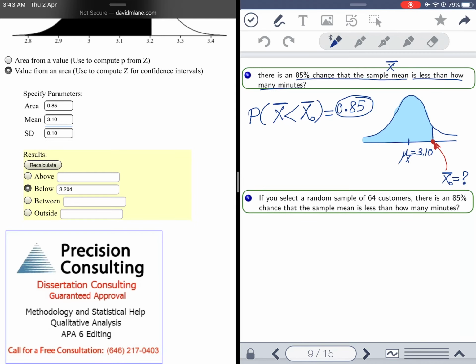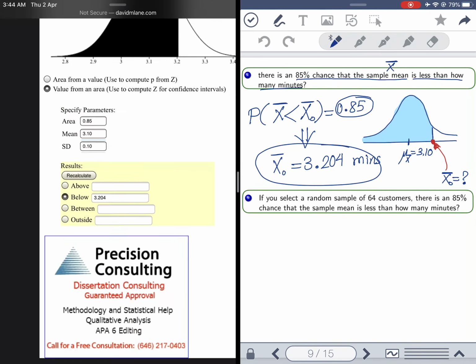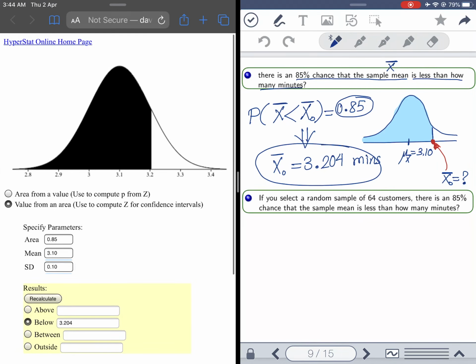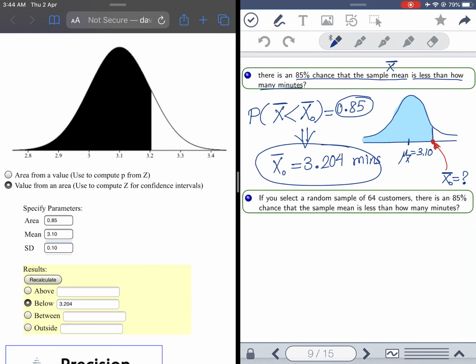Okay, so here you'll say this implies, and the answer is here. The value is here. So this means that X0 bar is 3.204. So this is minutes, of course. And you can see the graph here. Okay, so value from an area.